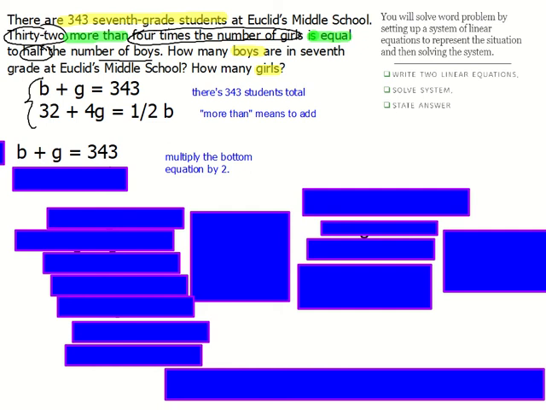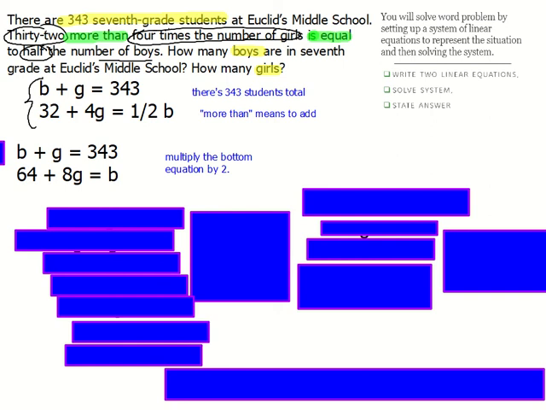So I'm going to multiply that bottom equation by 2. So 32 times 2 is 64. Then 4G times 2 is 8G. And then you have your equal sign. 1/2 B is B. So now I revised my system, and I'm ready to use substitution.